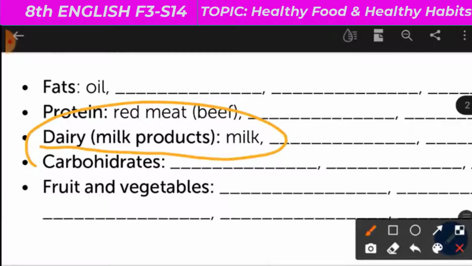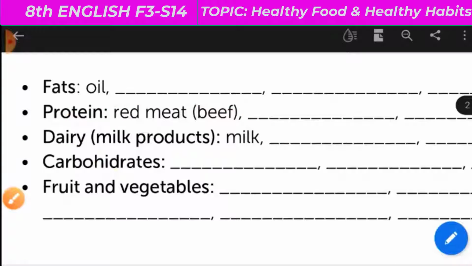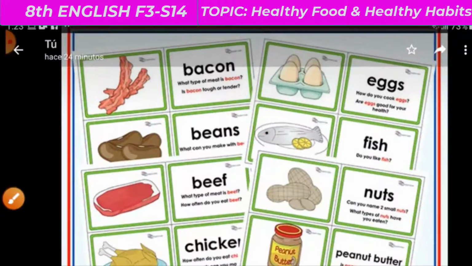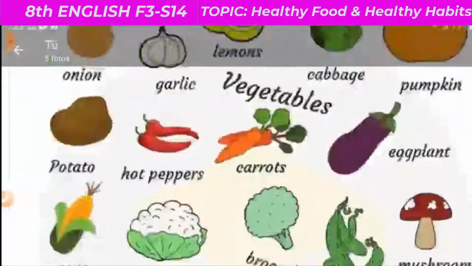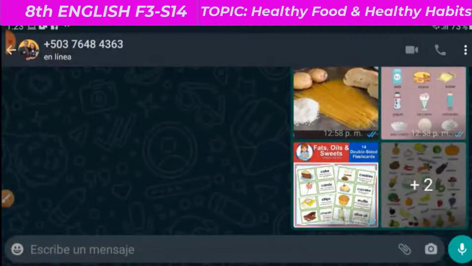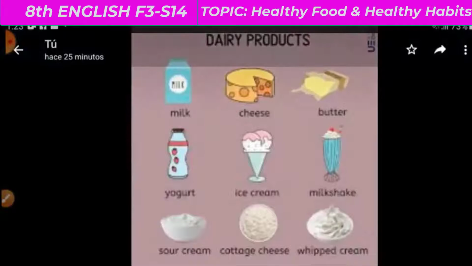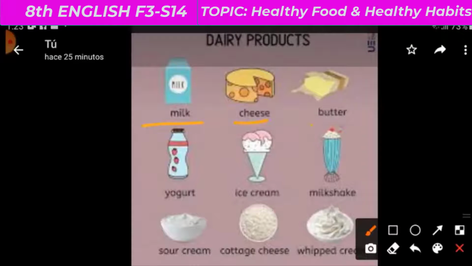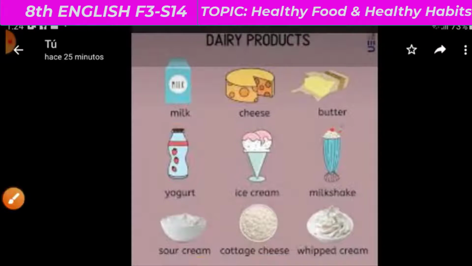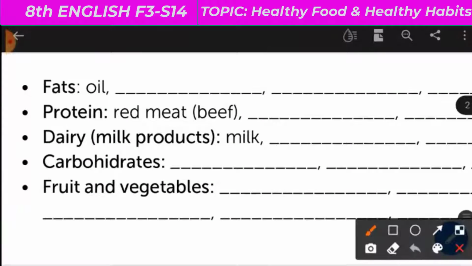Dairy products are products that come from milk. For example, besides milk, you can find cheese, butter, yogurt, ice cream, sour cream, cottage cheese, milkshake, whipped cream. So those are examples of dairy products. Those are products that come from milk. You get milk, cheese, cream, yogurt, and so on.